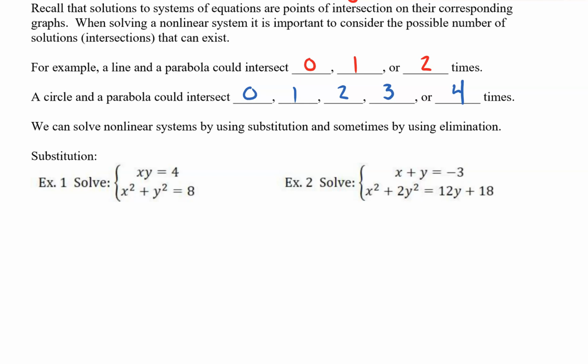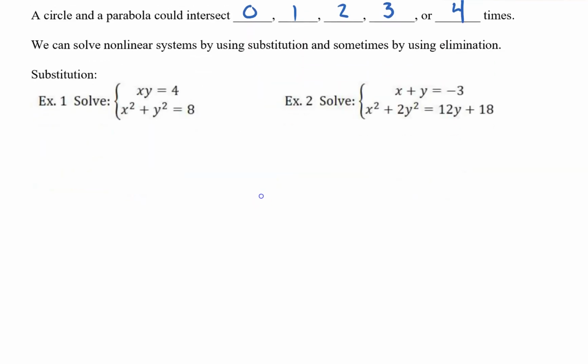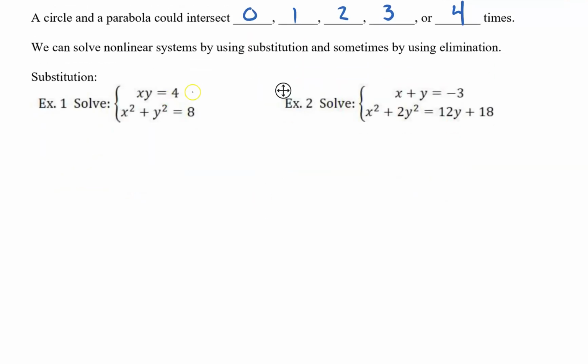Now we're going to talk about solving nonlinear systems by using substitution and sometimes by using elimination. Here we have a, what do we call it? A rational expression for the first one. That would just be, we could say, y is equal to 4 over x. And the second one is a circle. It's the basic equation of a circle.